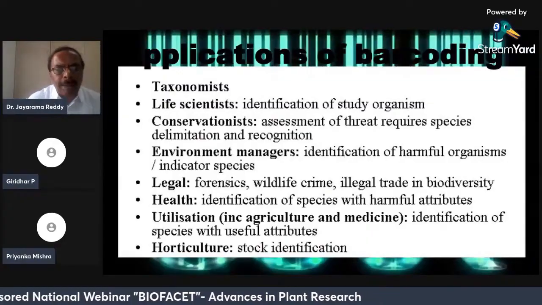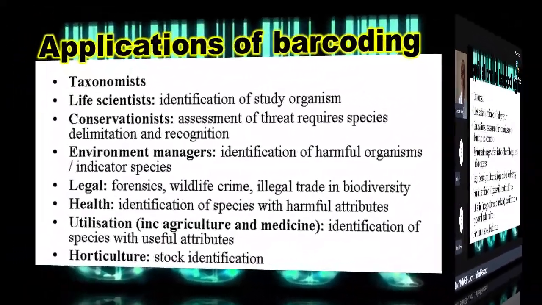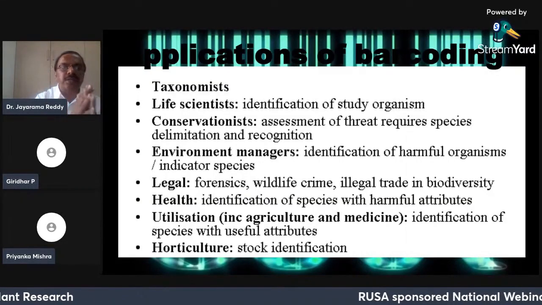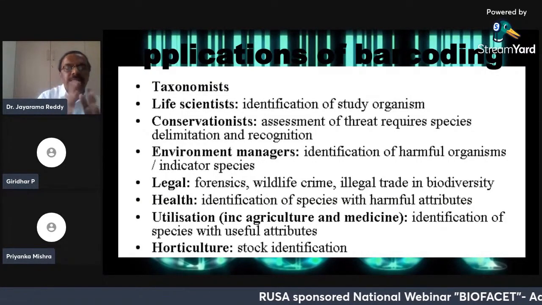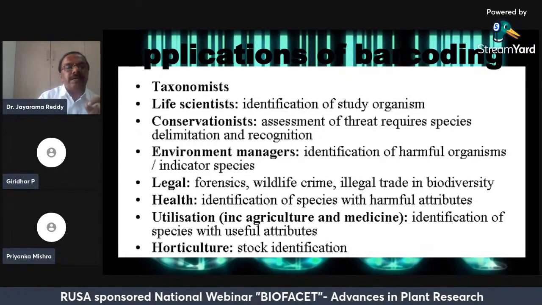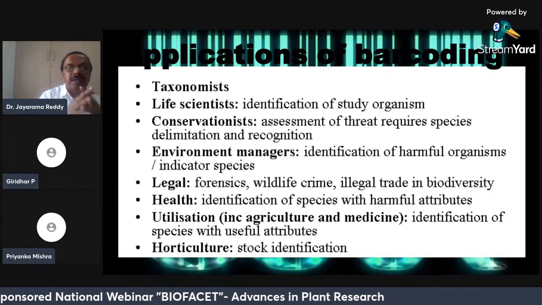Coming to the applications of DNA barcoding, the people who can use this are taxonomists. Especially this will become handy for the taxonomists, and it will become easy to identify plants. Also life scientists, for identification and study of organisms. Say you're working on a particular plant, and you don't know its exact name. You want to know the exact name of the plant, and in that case, the exact name can be obtained by using DNA barcoding.